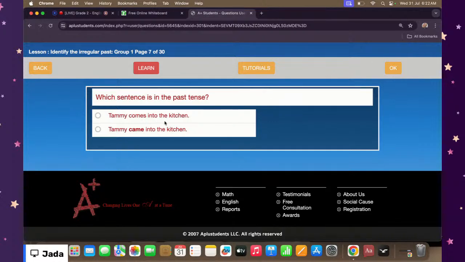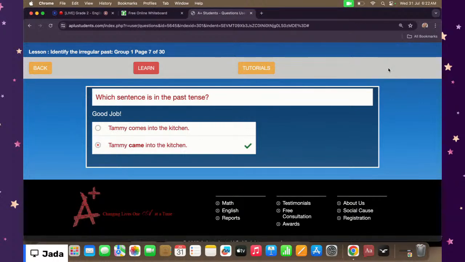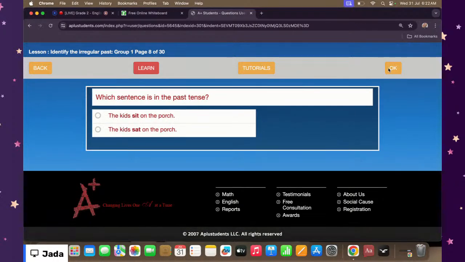Tammy comes into the kitchen. Tammy came into the kitchen. Now, come is the present, and came is the past tense of come, the irregular past. So we have came, right? For those of you who have yet to complete this lesson, please complete it, and then we'll move on to the next lesson.